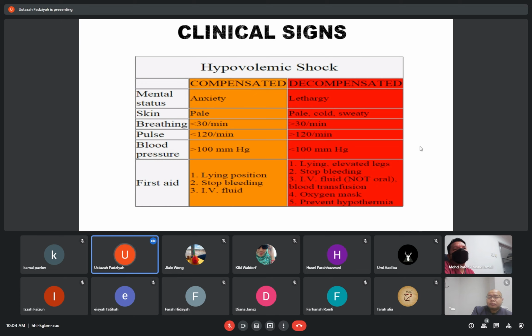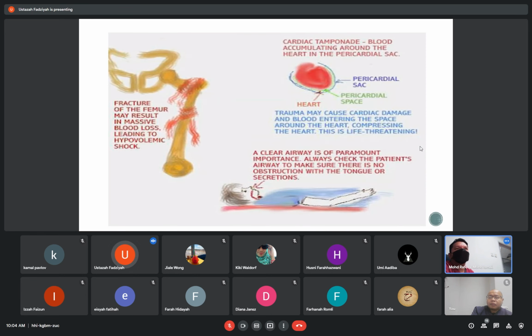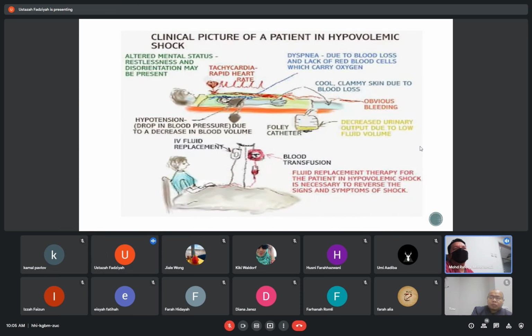Jadi kalau decompensated is like class 3 already. Compensated is maybe class 2, decompensated class 3. Okay, next. So this is the overview lah, that usually hypovolemic shock patient maybe can present with cardiac tamponade where the blood accumulated around the heart in the pericardial sac, or any fracture that caused a massive blood loss lah. Then cardiac tamponade causes hypovolemic shock.